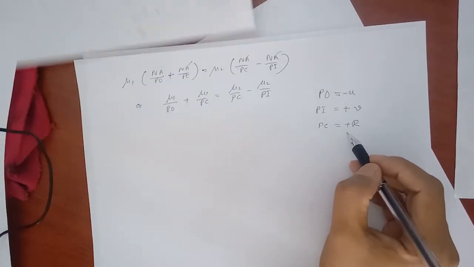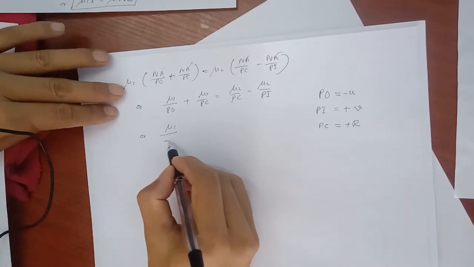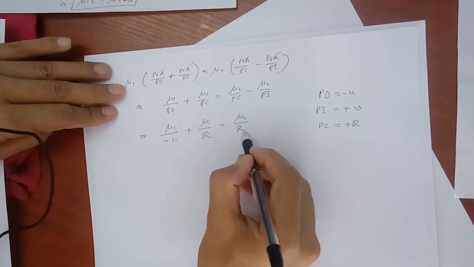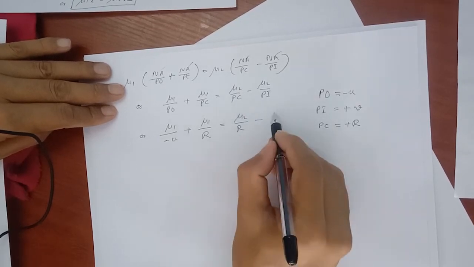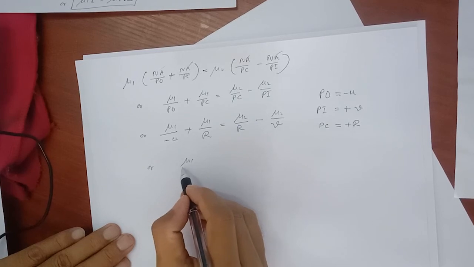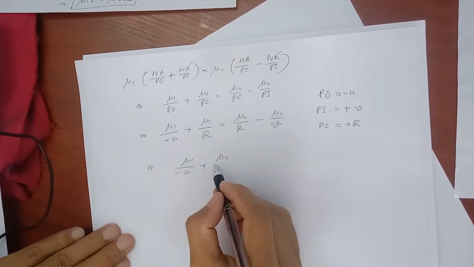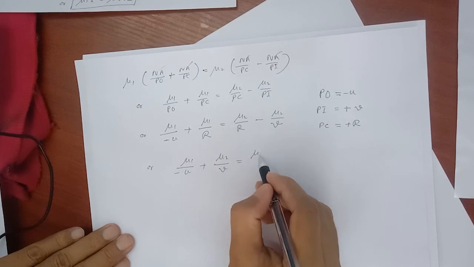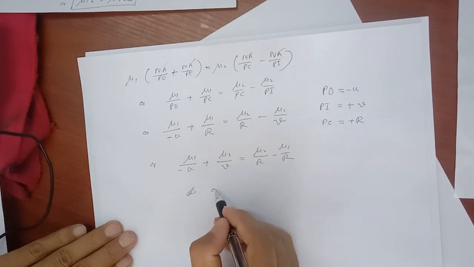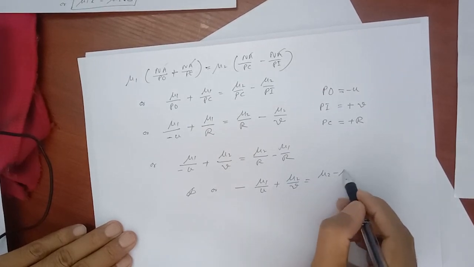So now, instead of PO, you can write minus U: mu 1 by minus U plus mu 1 by R is equal to mu 2 by R minus mu 2 by V. Transferring terms, mu 1 by minus U plus mu 2 by V is equal to mu 2 minus mu 1 by R. So our final equation is minus mu 1 by U plus mu 2 by V is equal to mu 2 minus mu 1 by R.